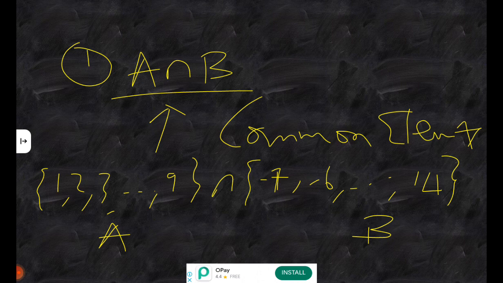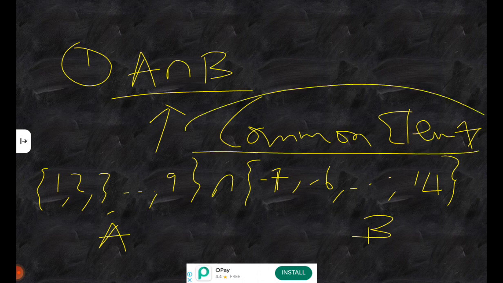Now we said that intersection simply means common elements. So what are the common elements? Of course, 1 that is here will be found in B, surely. 2 will also be found in B. 3 will be found in B since it goes up to 14. Even 9 will be found. So everything in A will be found in B.